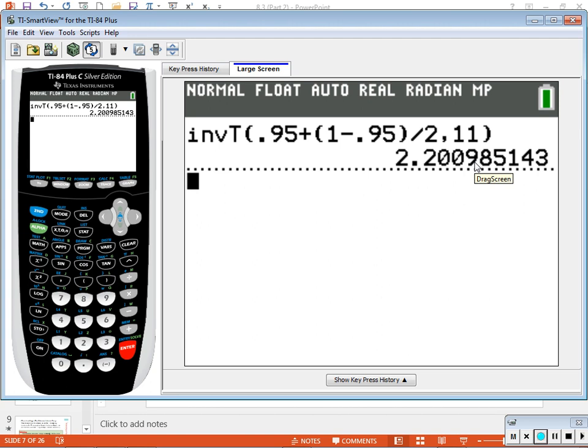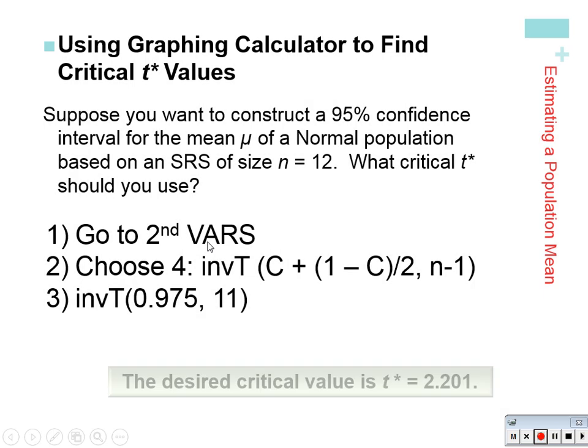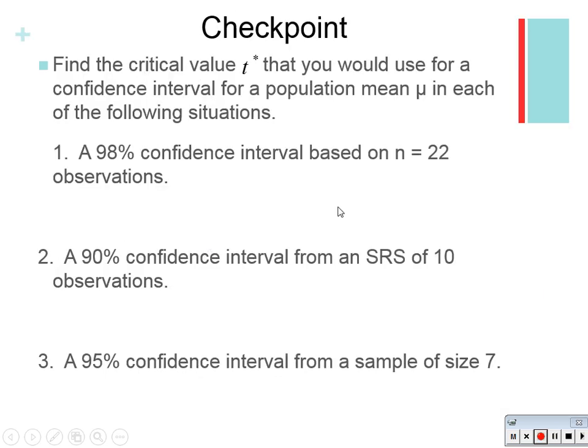So it's a little bit of a different way of finding the critical value because it's a different type of distribution. It's a different type of problem, but I think you can see the similarities here to what we did with the z-star score in regards to a t-star score. So if we're talking about trying to do some different things with the calculator to compute the t-star score, for this one here it says find the critical t-star score that you would use for a confidence interval for a population mean in each of the following situations.